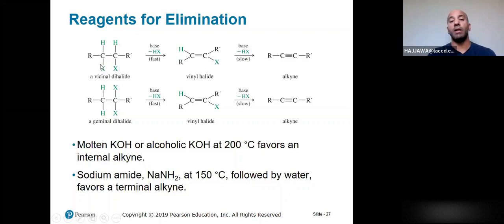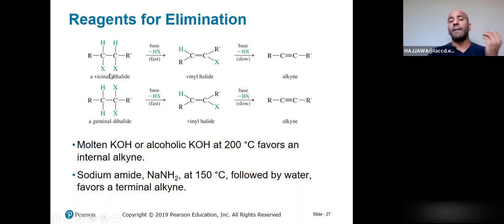Now keep in mind, when we say vicinal dihalide, we're talking about basically two halide substituents sitting on two adjacent carbons. When I say geminal dihalide, we're talking about two halides sitting on the same carbon. And as I mentioned, there is no preference to which one to use to get to an alkyne.